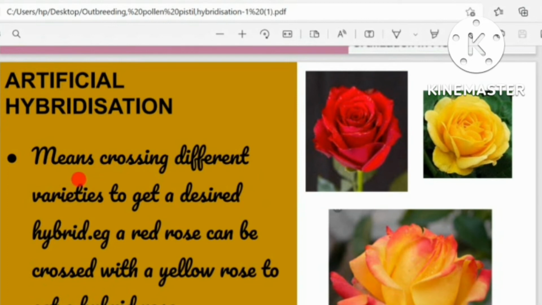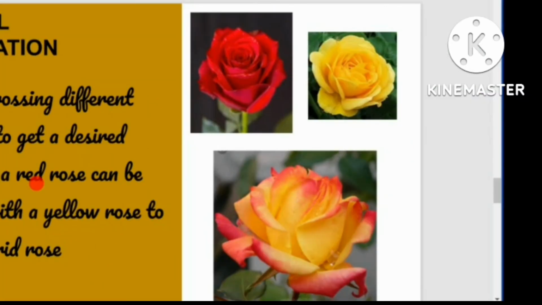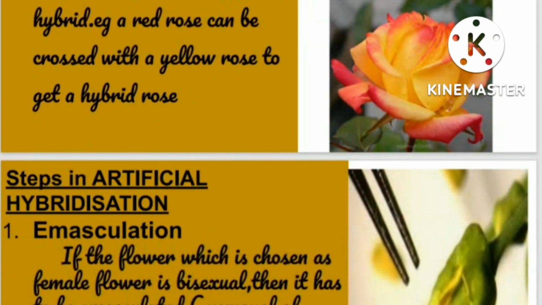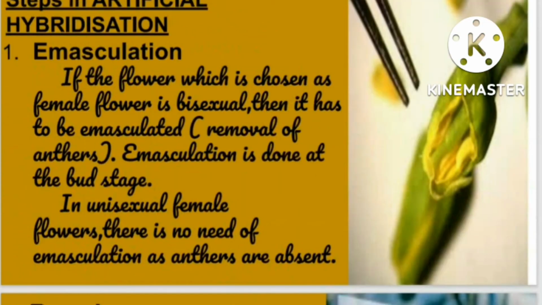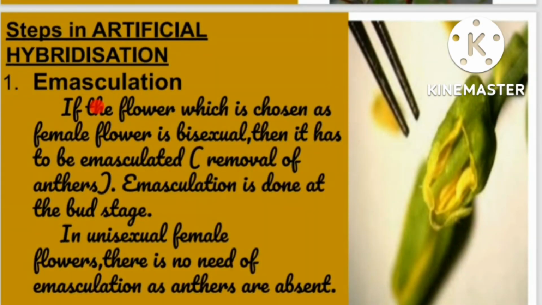Artificial hybridization means crossing different varieties of plants to get a desired hybrid. For example, a cross between red rose and a yellow rose in order to get a hybrid rose. So what are the steps in artificial hybridization? The first step is emasculation. So if the flower which is chosen as a female flower is bisexual, then it has to be emasculated, which means the anthers have to be removed.